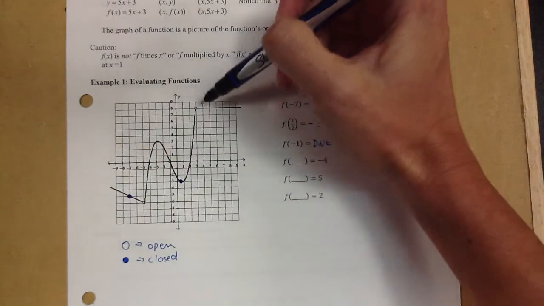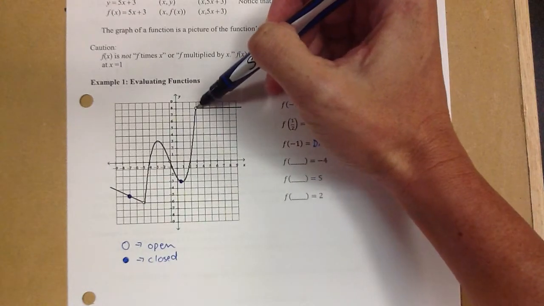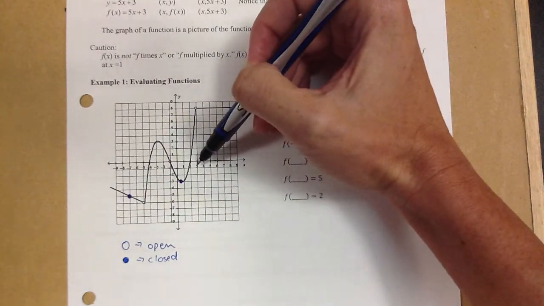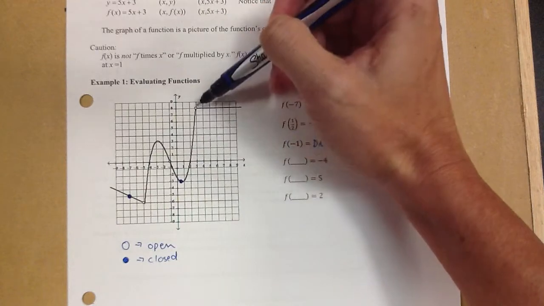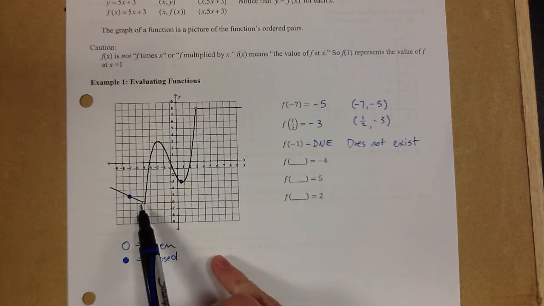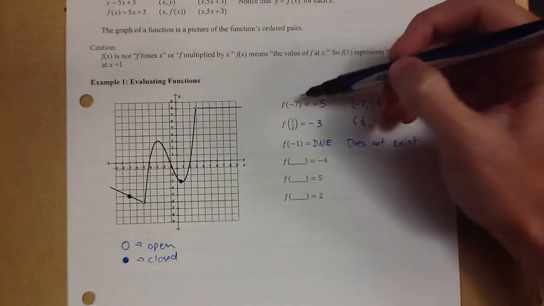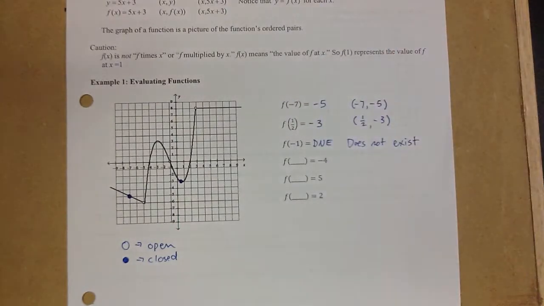So I have a hole here at, we would say 3. The graph does not exist here. It doesn't exist at the point 3, 8. It doesn't exist at the point -5, -6. It exists up to really, really close to it, but it's not at that exact spot. Does that make sense? Yeah? All right. So here it gave me x values.